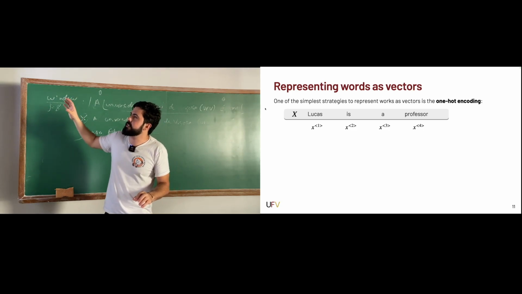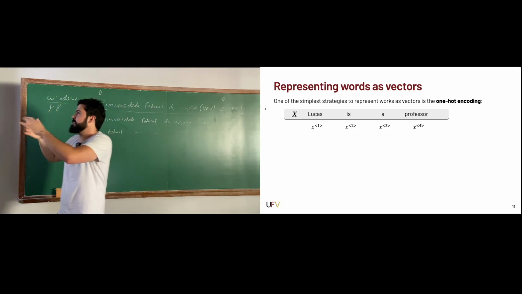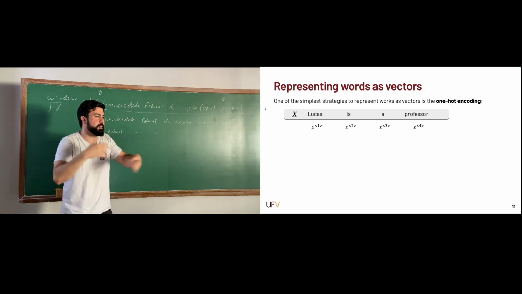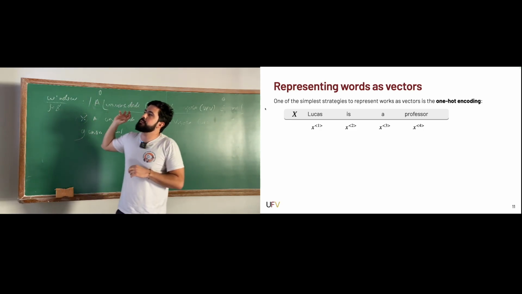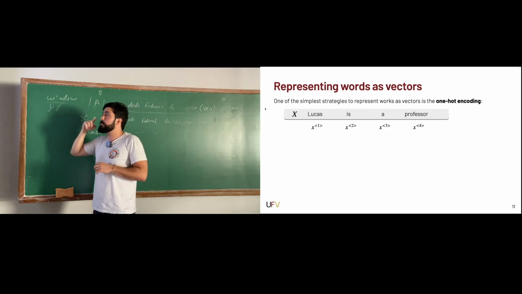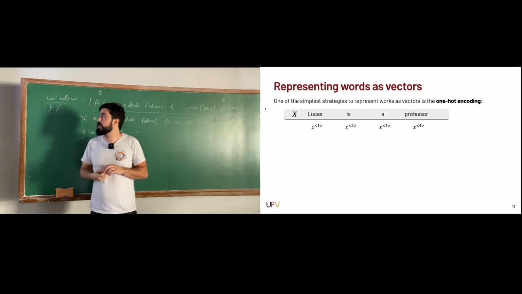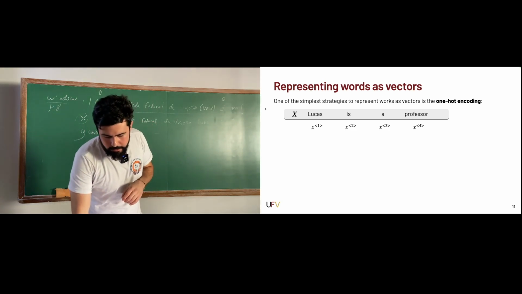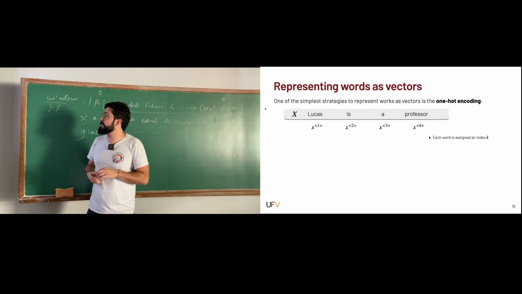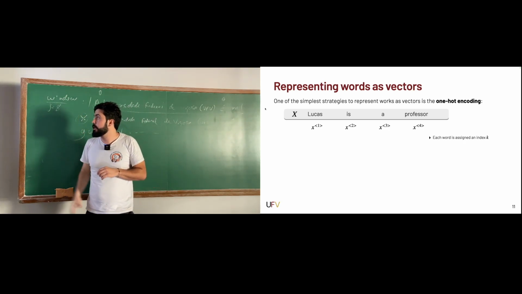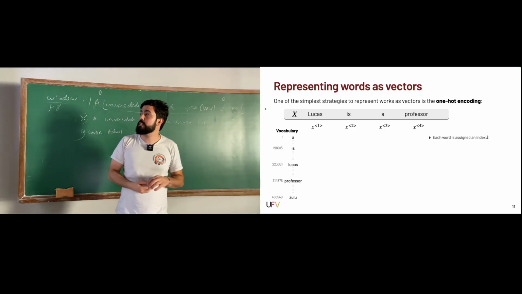And let's assume this example. Lucas is a professor, which is a sentence that could be inside maybe a Wikipedia document somewhere about UFV. But one of the simplest strategies we can use to represent words as vectors is what we call one-hot encoding. And to do that, what we do is we assign an index k for each word in a vocabulary. So first of all, we have to define what is our vocabulary.